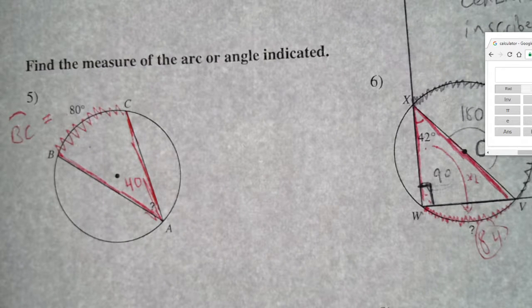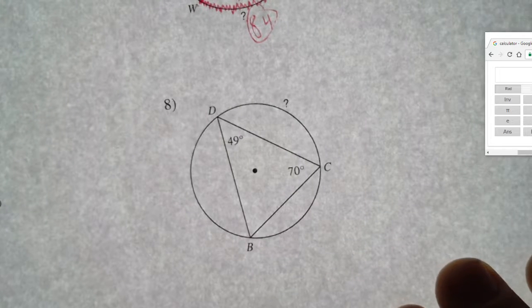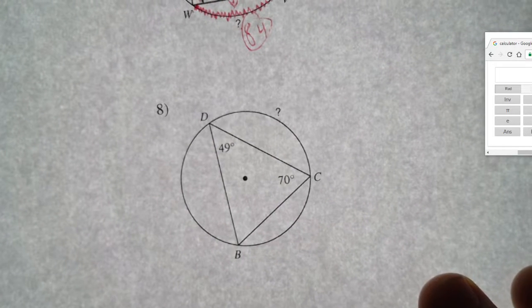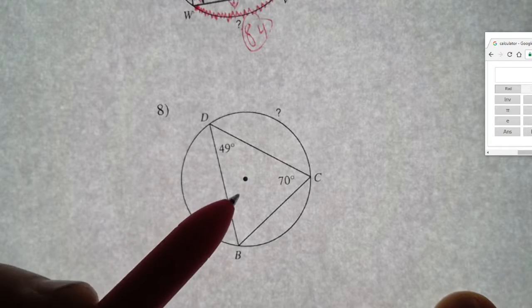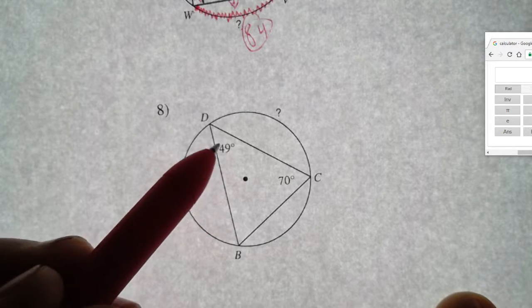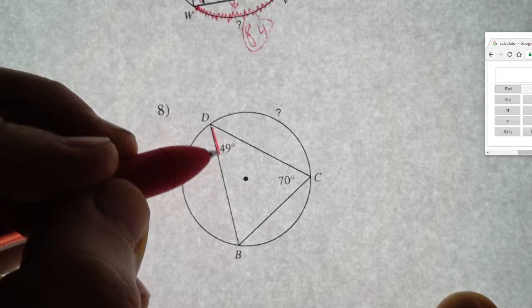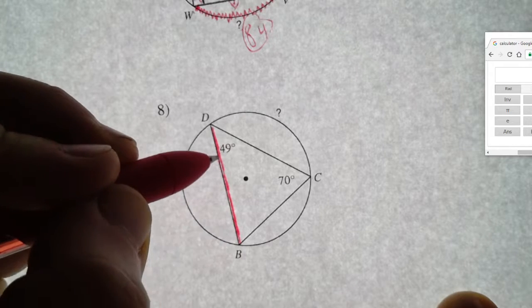Let's do a couple more and see how we can go. This one starts to get a little more complicated, number 8 on the sheet. So I've got 49 for this angle.